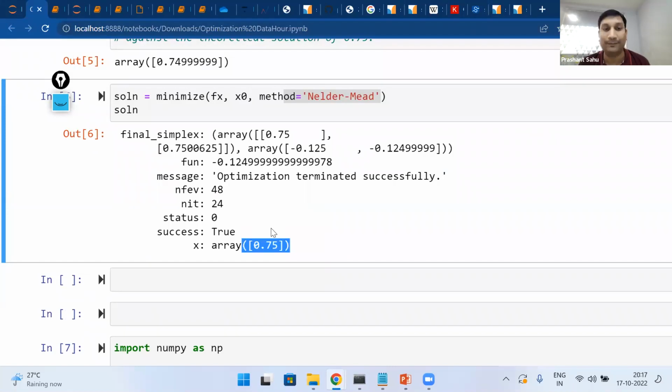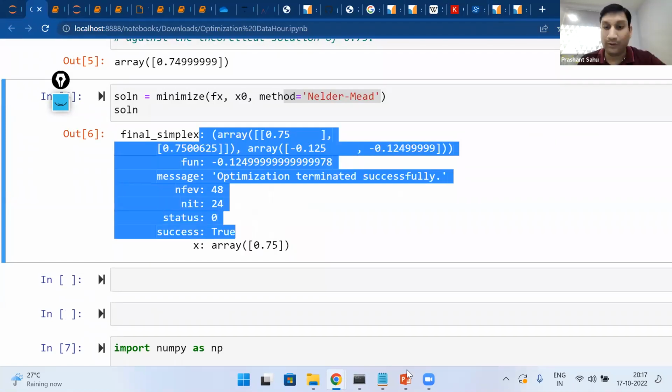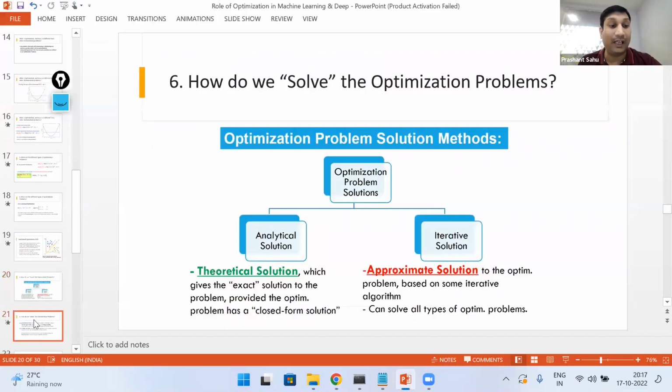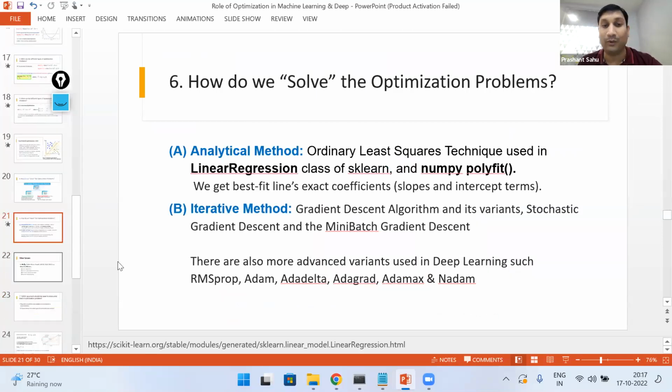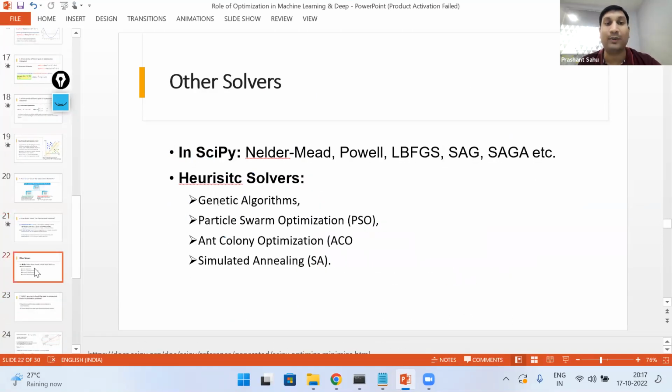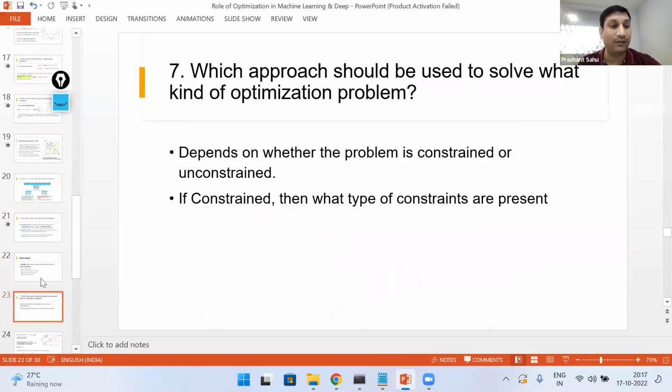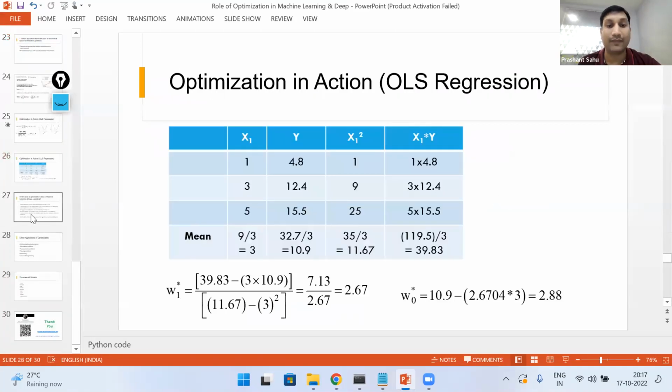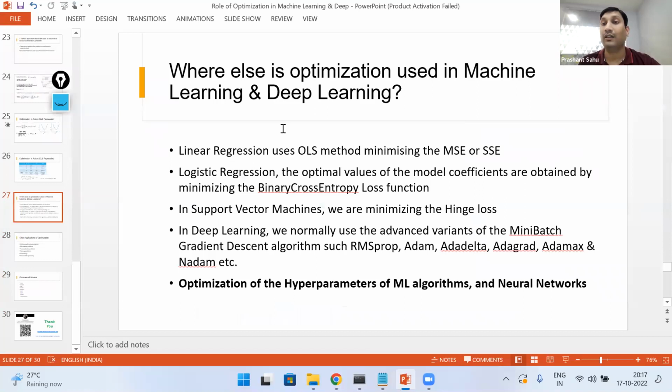Let me just take up the last 2 slides and we are good to go. I've already discussed this. These are the other solvers. I think I've fairly given you a good idea, and I don't want to repeat this. Support vector machines, deep learning, hyperparameter.